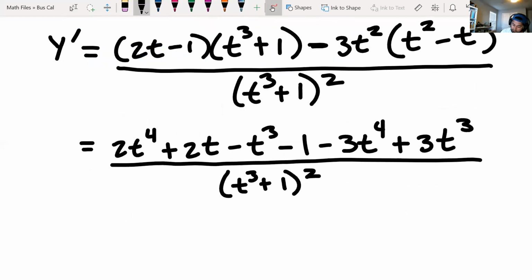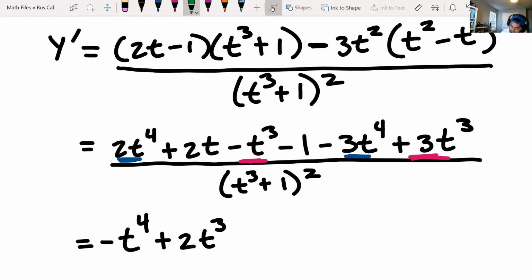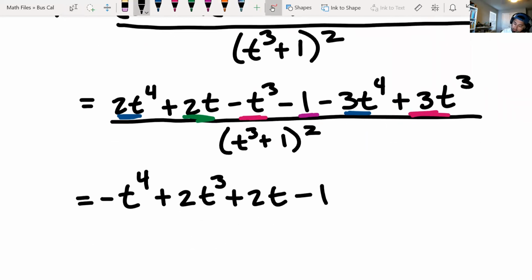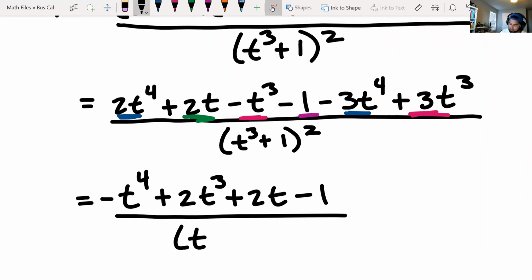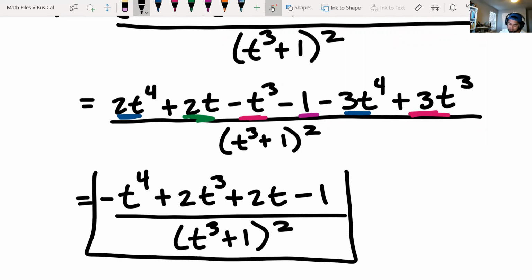Okay. Combine like terms, and let's look. I have a 2t to the 4th and a negative 3t to the 4th. That'll give me negative t to the 4th. And then I have a negative t cubed, positive 3t cubed. That'll give me plus 2t cubed. And then I just have a lonely t there, so that'll come down, and a lonely negative 1 there, so that just comes down, all over the original denominator squared. And now there's nothing we can do here. That one is done.